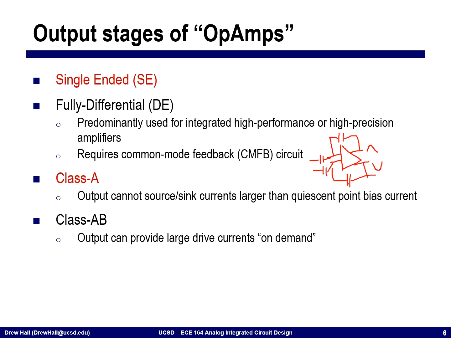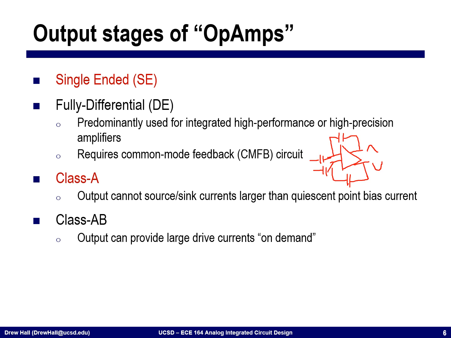Which for an integrated circuit is definitely worth it to add these additional components for the benefit that we get. But for a PCB level or an op amp, it would require doubling the feedback network for everything. And so it's typically not used. There are some exceptions, with things like analog to digital converter drivers being a good example.